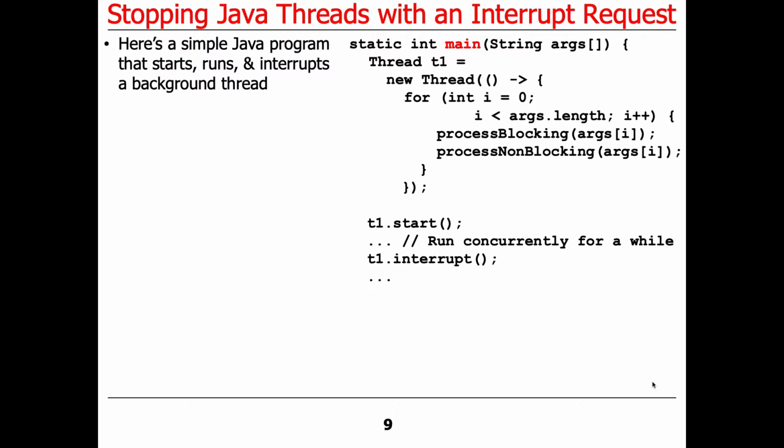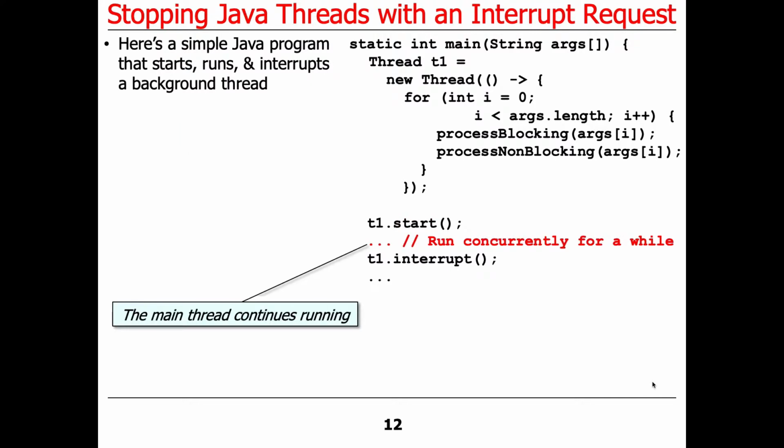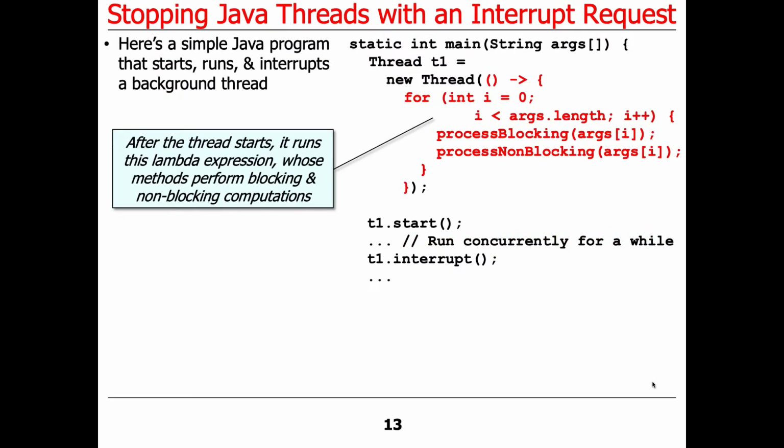So here's a very simple program that illustrates how this stuff works. We're going to use this to start the thread, run the thread, and interrupt a background thread. Here's the main program: the main thread creates another thread. Thread T1 is created in the main thread. Then the main thread starts this thread. It then goes ahead and runs for a while, doing other stuff. While it's doing its other stuff, the other thread is now up and running.